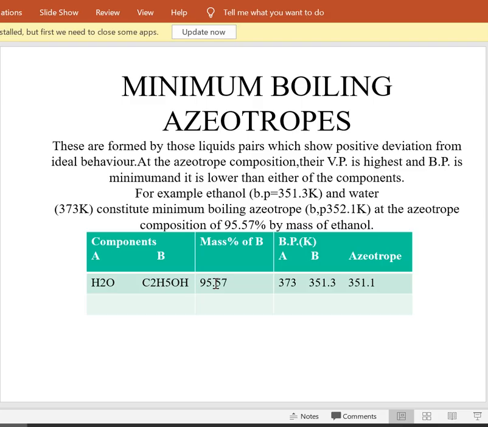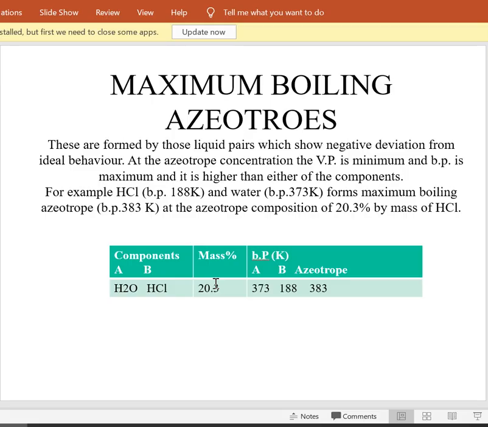And maximum boiling azeotropes. In maximum boiling azeotropes, the boiling point is maximum and it is higher than either of the components. These types of solutions are formed by those liquid pairs which show negative deviation. Those with negative deviation from Raoult's law will show maximum boiling azeotropes.